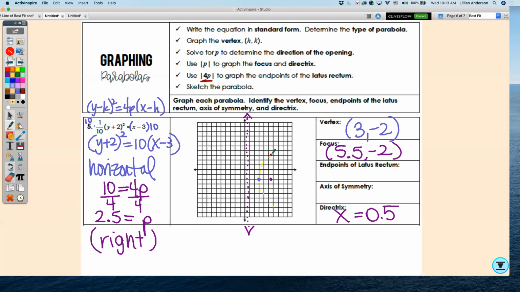That should be here. Ooh, I was almost spot on with my little quick sketch. That's going to be 5.5, comma what? And 5.5, comma. And from my vertex through those points, that's how wide it is going to be to get my sketch.